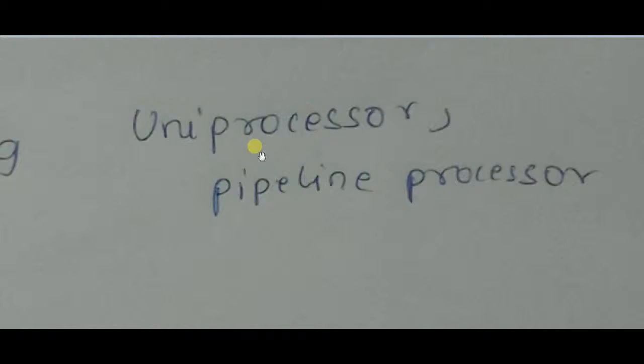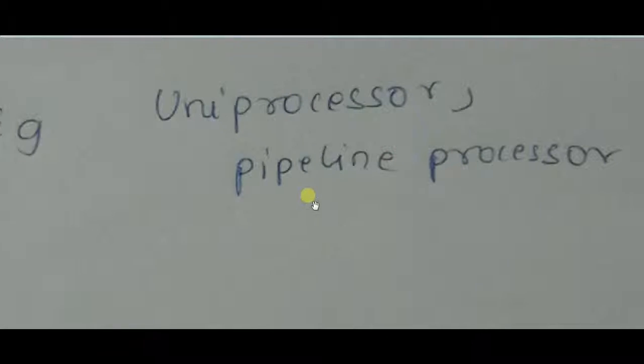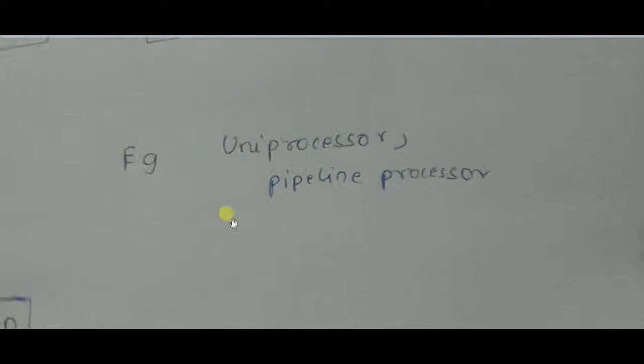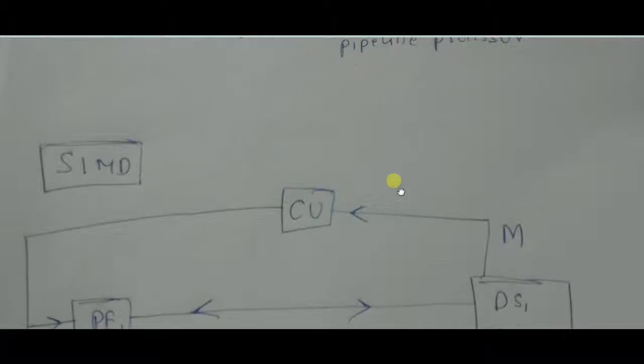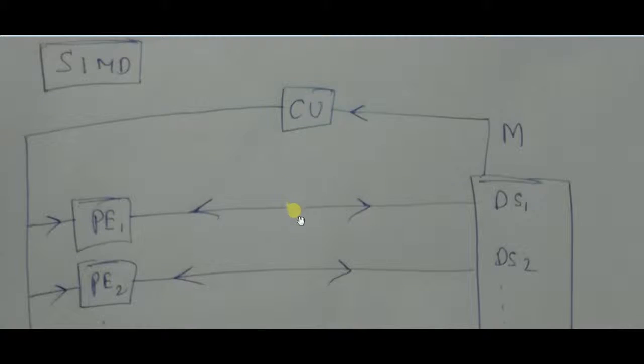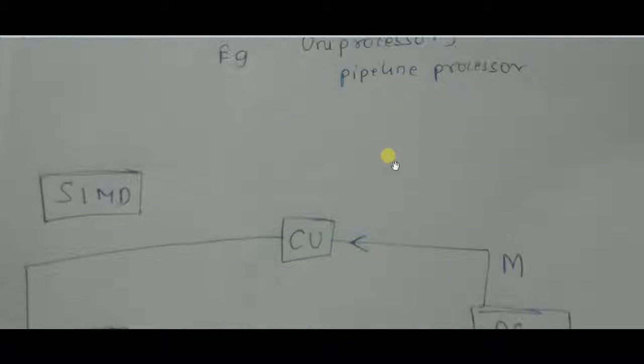Examples: uniprocessor, pipeline processor. Just know these terms. You need to understand them in this video, otherwise I will be deviating. Those are separate topics altogether.